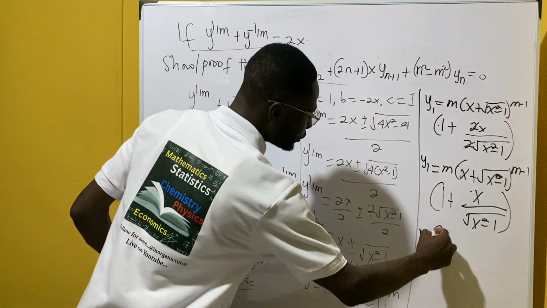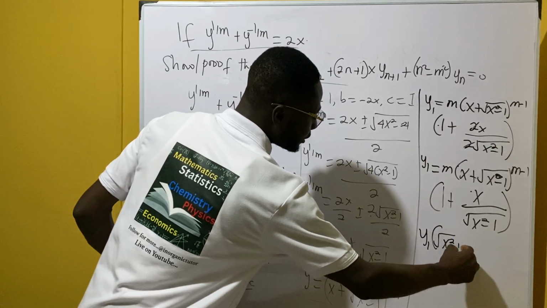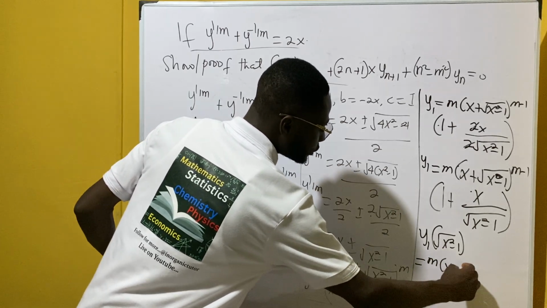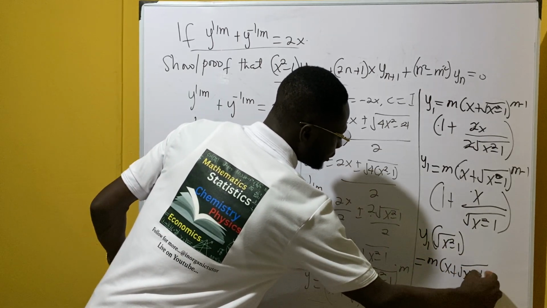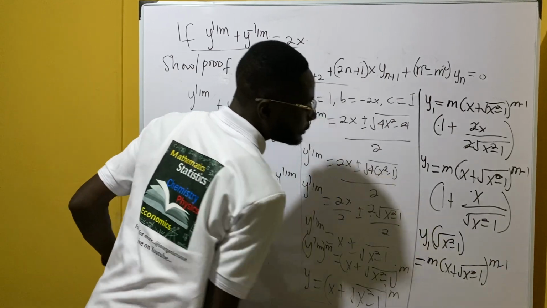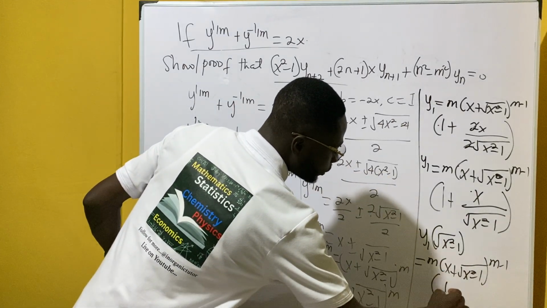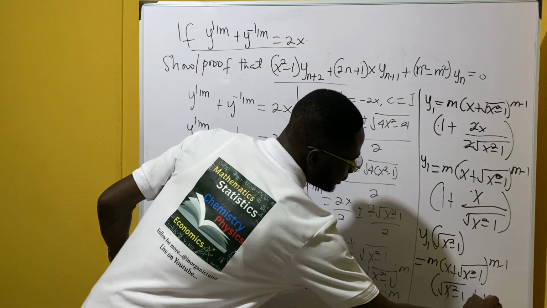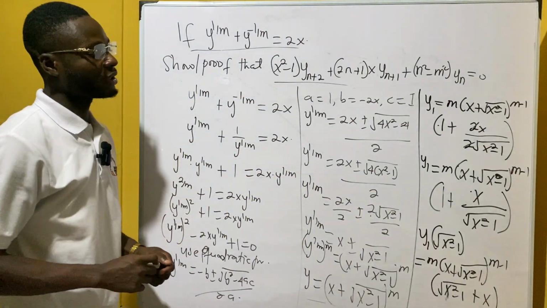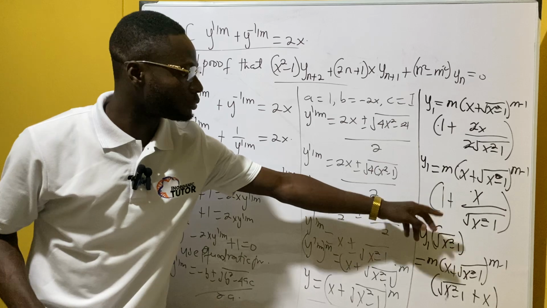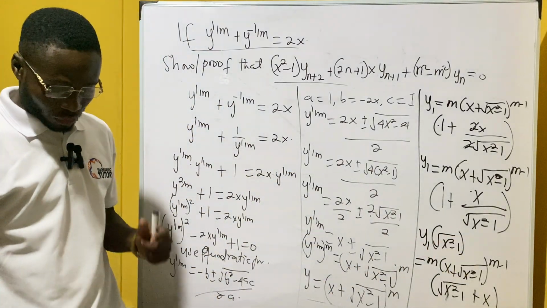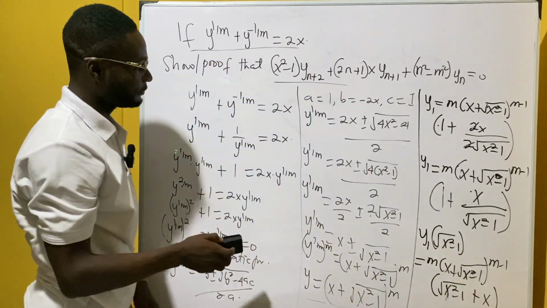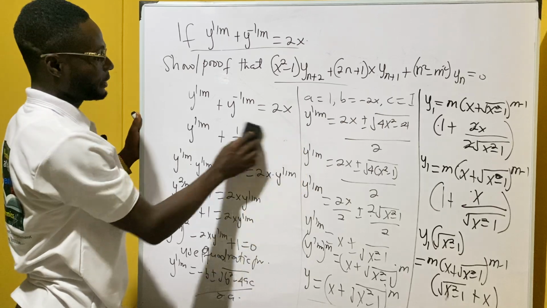y1 or y prime into square root of x squared minus 1, and that is equal to m into x plus square root of x squared minus 1 to the power m minus 1 into square root of x squared minus 1 plus x. So this is what we have right here after multiplying through by the square root of x squared minus 1. So now let's proceed from there. Let me clean this part.